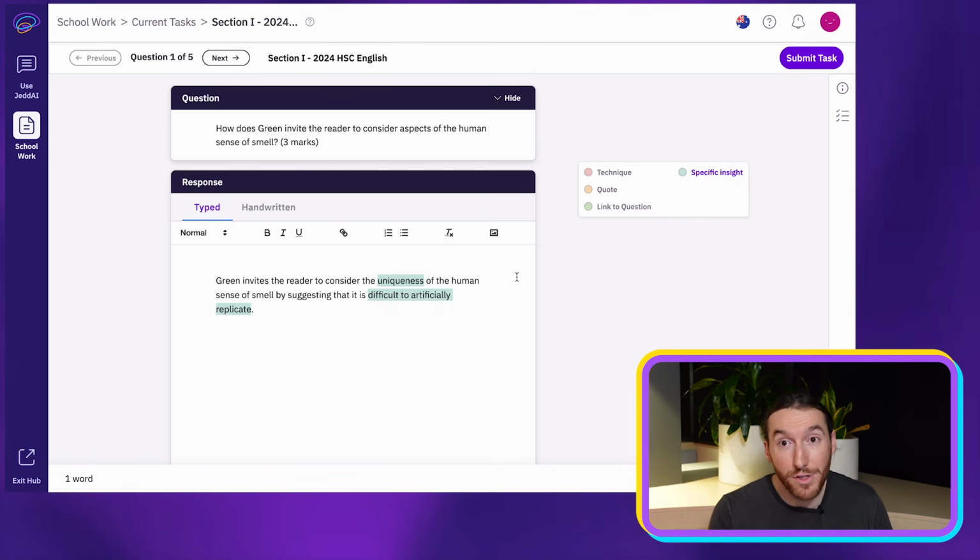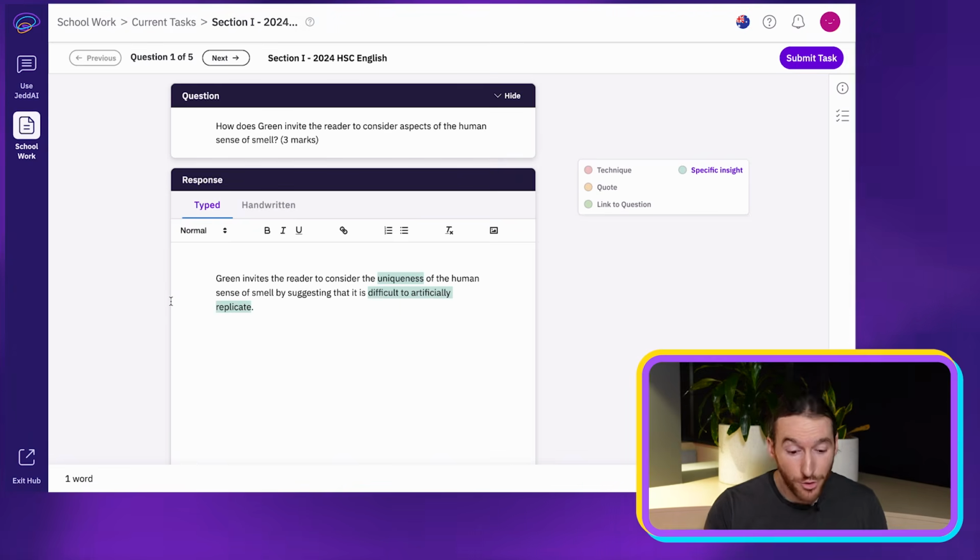So to get the mark for the topic sentence here, we need to actually provide something specific about the sense of smell. We not only need to say that it's unique, but we also need to say how it's unique. Notice that I'm asking myself the mini question there, how, because that forces you to say something specific. The human sense of smell is unique, as represented in the text, because it is difficult to artificially replicate. Okay, that's it. That's your topic sentence done.